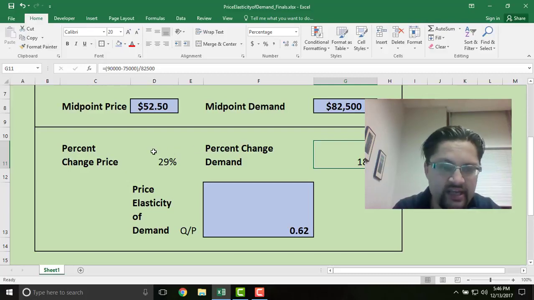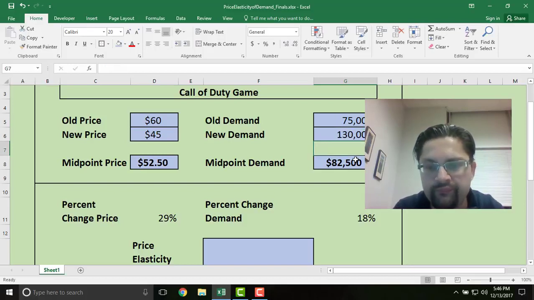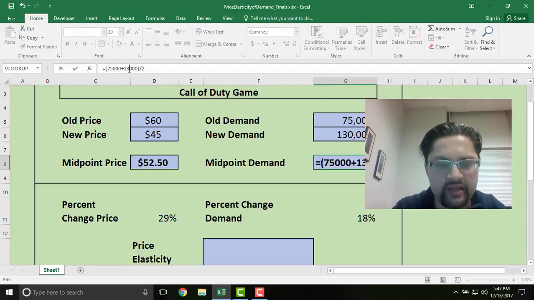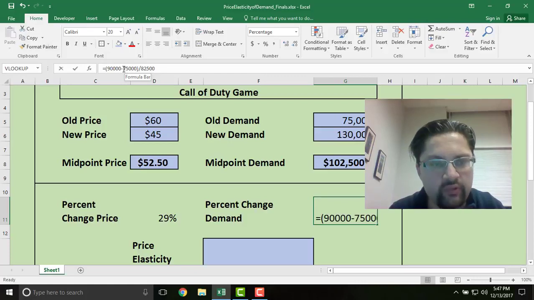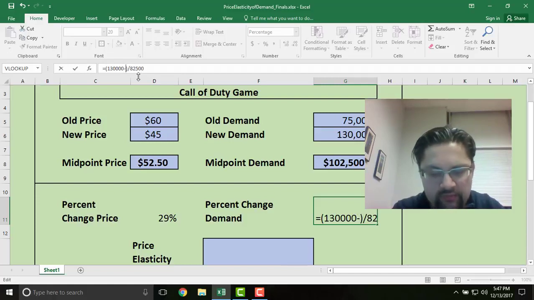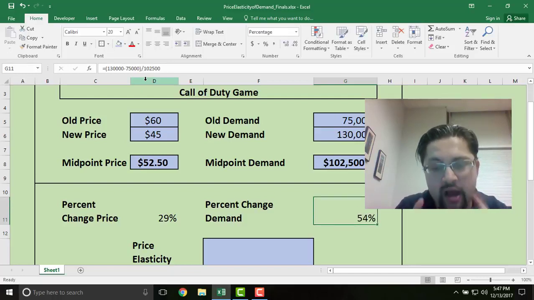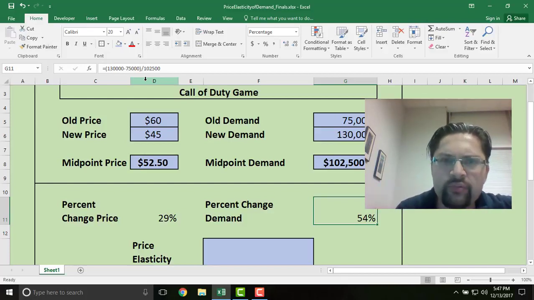Now, for example, let's say that we changed our price by the 29% and we got 130,000 demanded. Okay? Our mid-point method is going to change. So instead of that 90,000, we would have 130. So now our midpoint's 102. And we would change our midpoint over here as well. So we'd adjust our formula just a little bit. So we would have new demand of 130,000 minus the original 75,000, but our midpoint also changed to 102,500. Now we have a percent change of 29%, about 30%, but our demand is 54%.